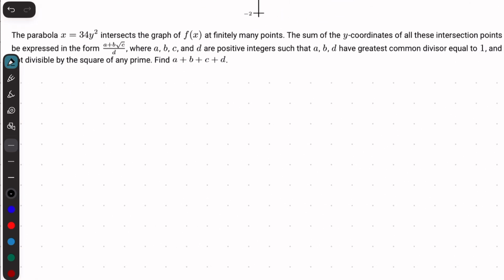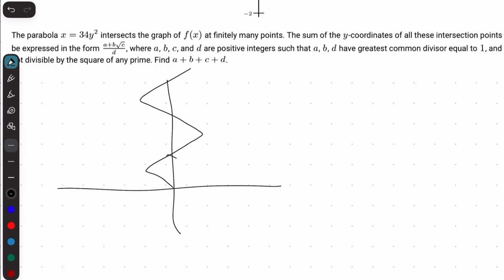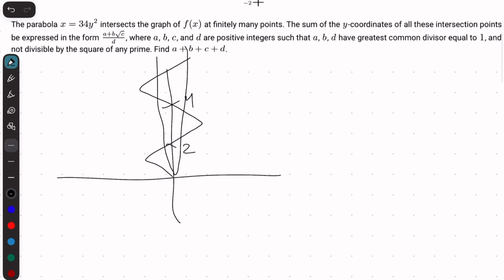So here, let's rotate the whole graph by 90 degrees. There, now the sawtooth graph is standing vertically, and the parabola has become y equals 34x squared. Let's just call it the sawtooth g(x).